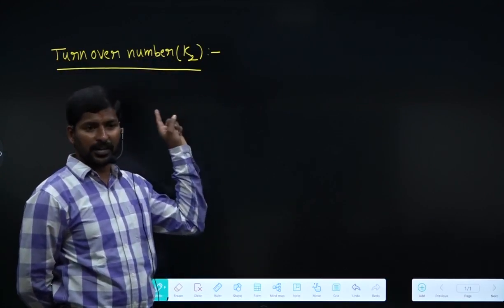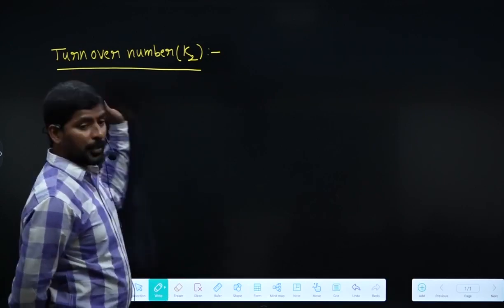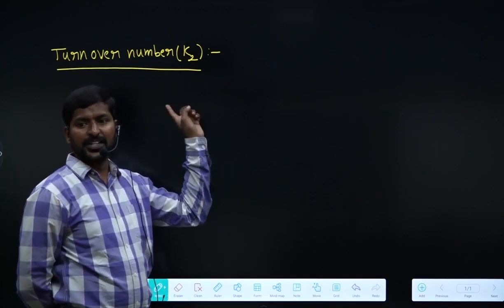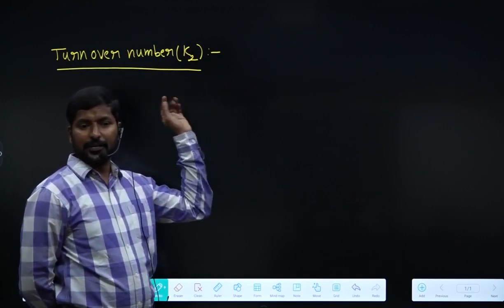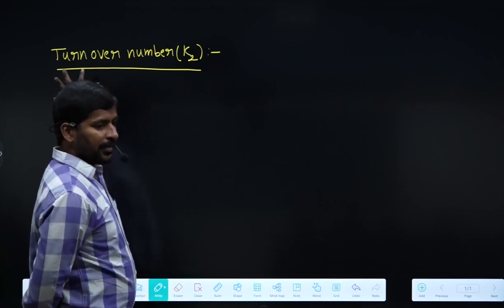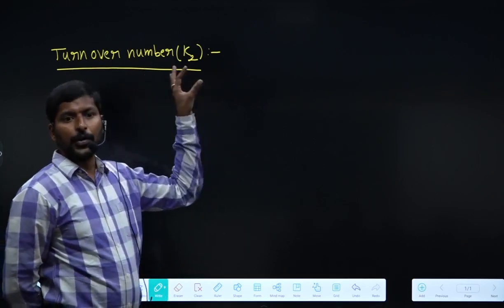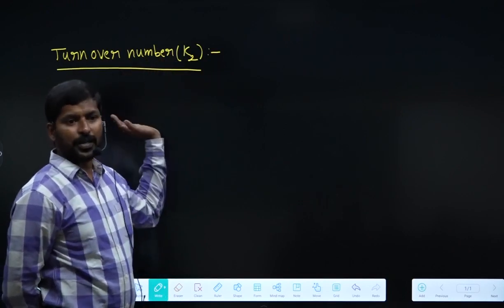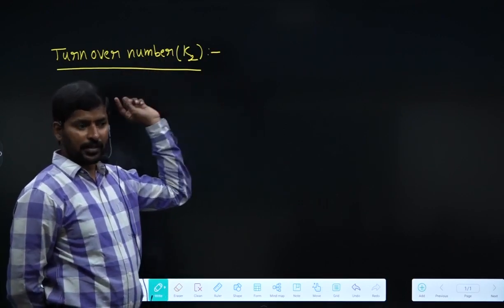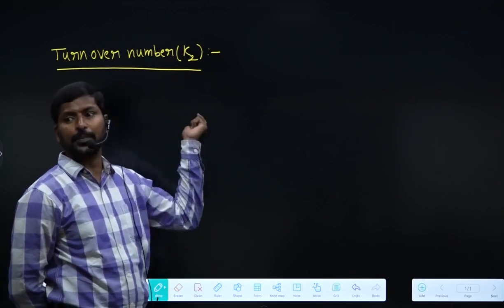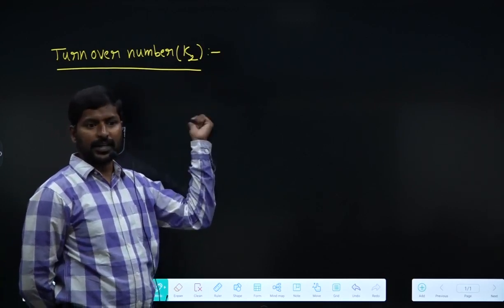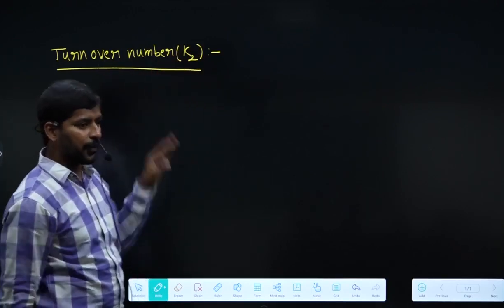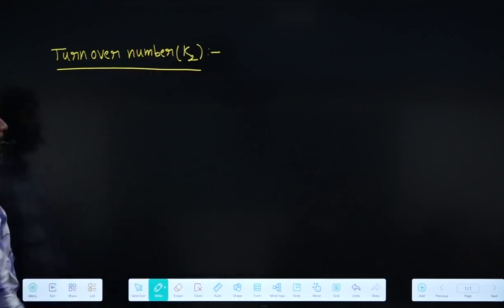So turnover number is the number of substrate molecules that are converted to product by an enzyme within a given time. In a given time, how many substrate molecules are converted to product by an enzyme? That is called turnover number. That is given by the second step rate constant. So indirectly, turnover number is given by K2.